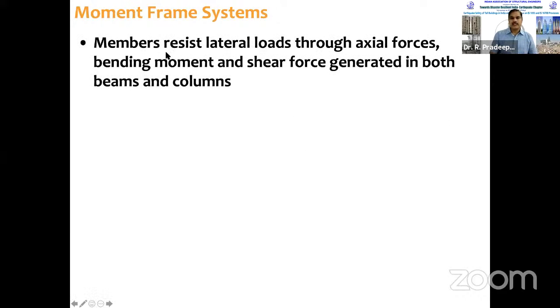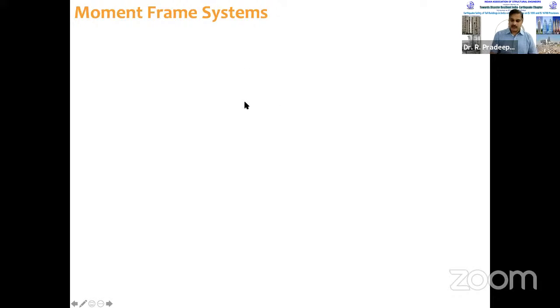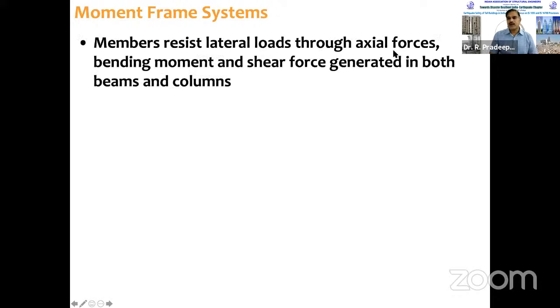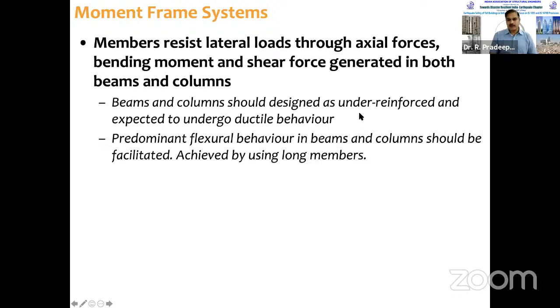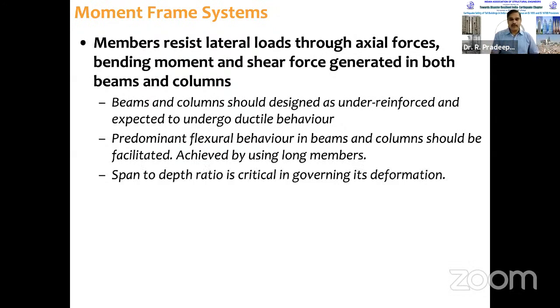So the members in the moment frame structure resist lateral load through axial forces, bending moment, and shear forces generated in beams and columns. Now, all beams and columns have to be designed as under-reinforced sections, and predominant flexural behavior in beams and columns should be facilitated. Now, how is it achieved? It is achieved only when we have long members. The members should be designed as long members.